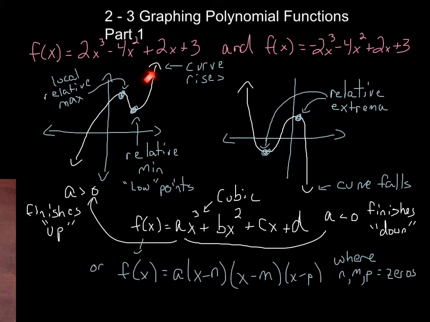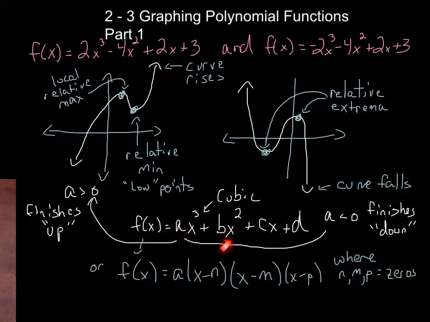Now it finishes up because the value of a in the function ax cubed is greater than 0. Notice over here on this side, when a is less than 0, the curve finishes down. As you look at the graph from left to right, it finishes down. Again, this valley and this hill, those are relative extrema. And the curve, once again, falls here, or it finishes down.